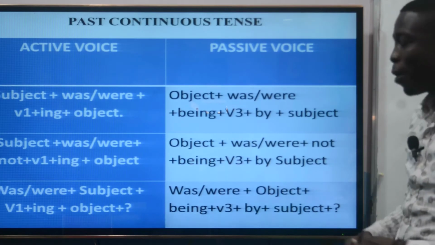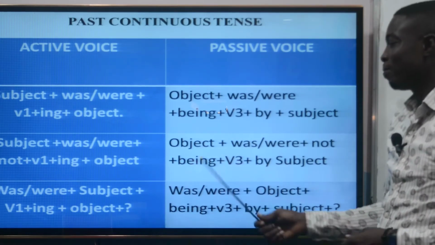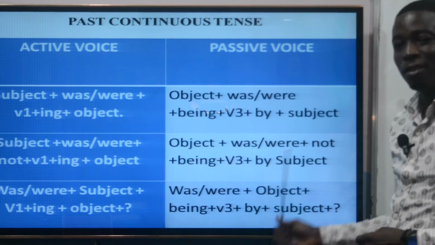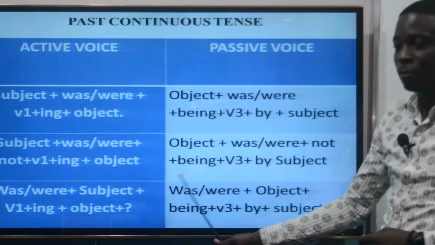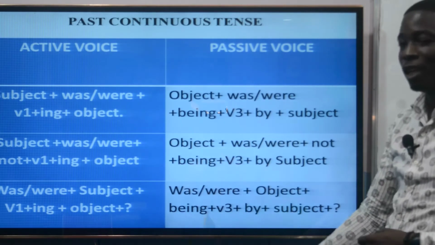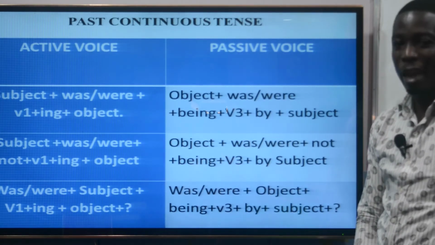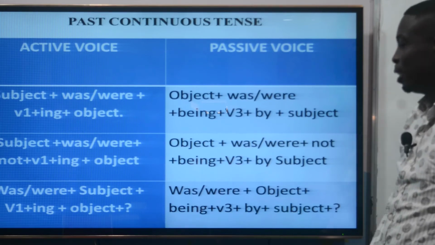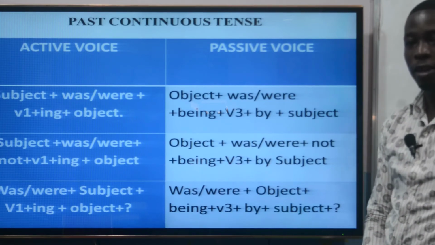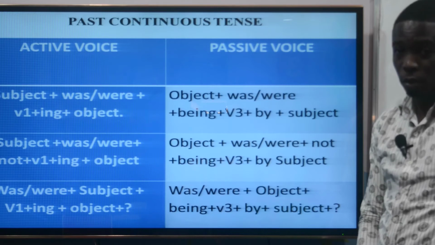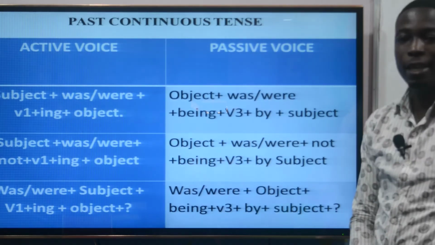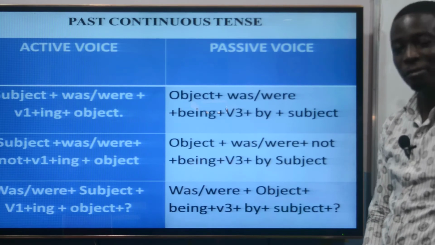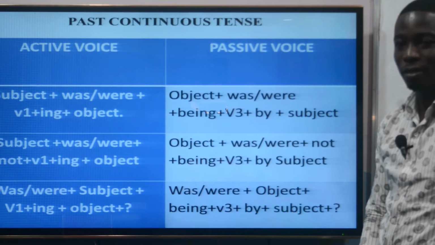To the passive voice, we have object plus was or were plus not plus being plus V3 plus by and then the subject.